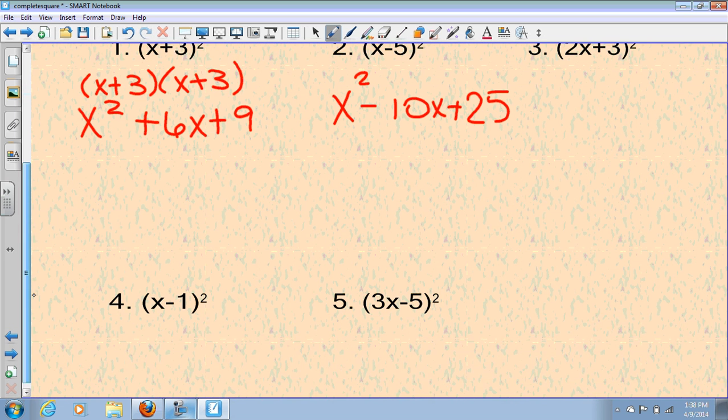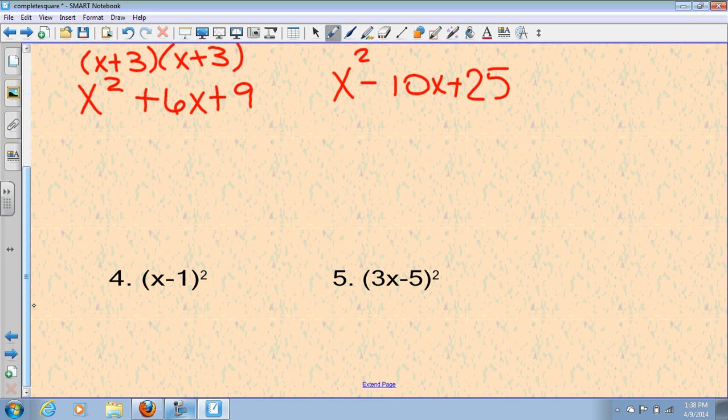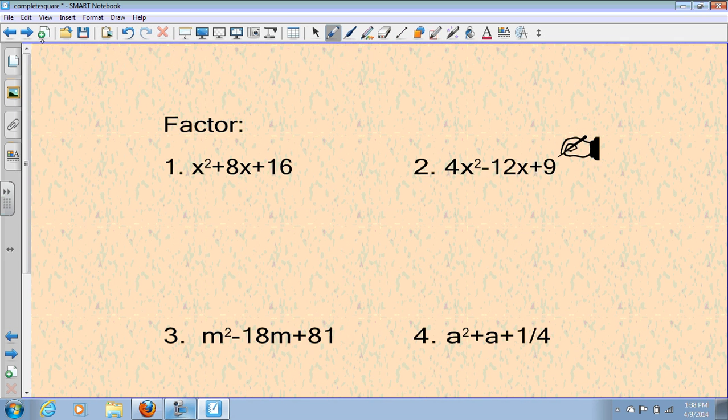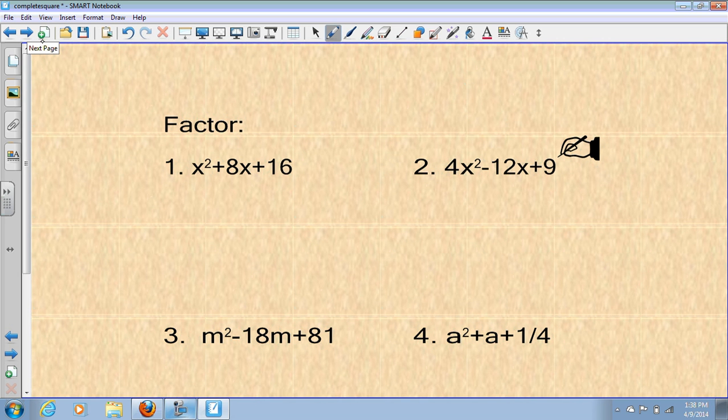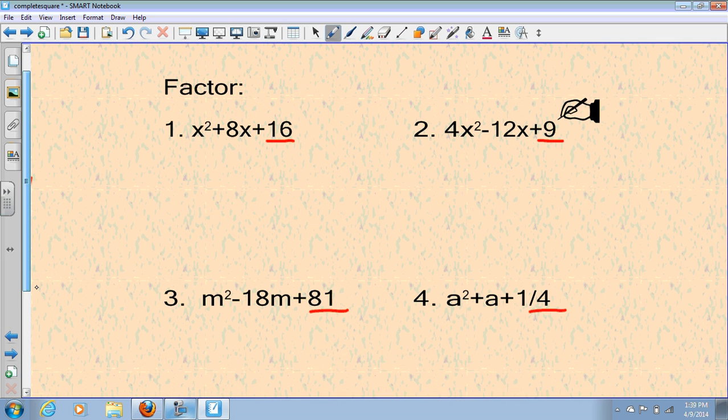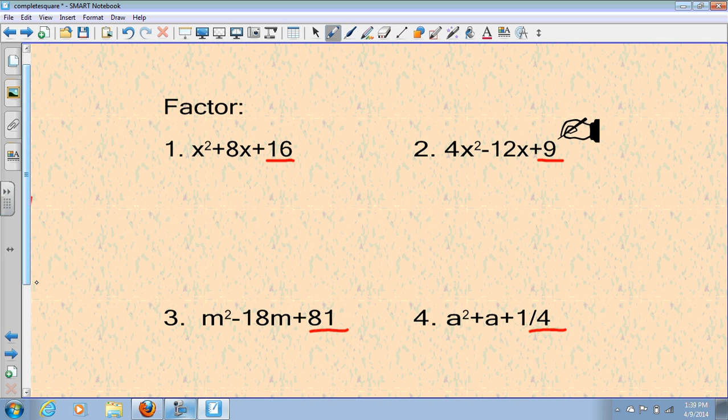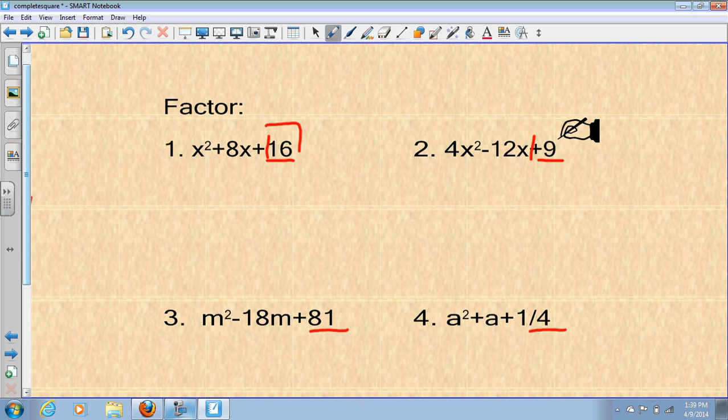And so you can remember that little trick. If you would like to practice a little bit more, there's a few other problems that you can practice. But we're going to move on and we're going to do the inverse of that. Okay, but before I do that, I want you to notice something about the end numbers of each of these polynomials. What is special about 16, 9, 81, 1/4?